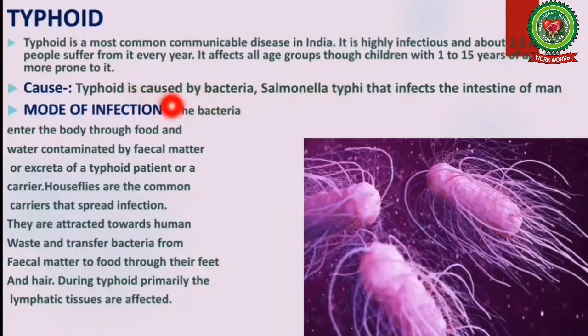The cause of typhoid is a bacteria, Salmonella typhi, that infects the intestine of man. The mode of infection: the bacteria enter the body through food and water contaminated by fecal matter or excreta of a typhoid patient or a carrier. Houseflies are the common carriers that spread infection. They are attracted towards human waste and transfer bacteria from fecal matter to food through their feet and hair. During typhoid, primarily the lymphatic tissue are affected.